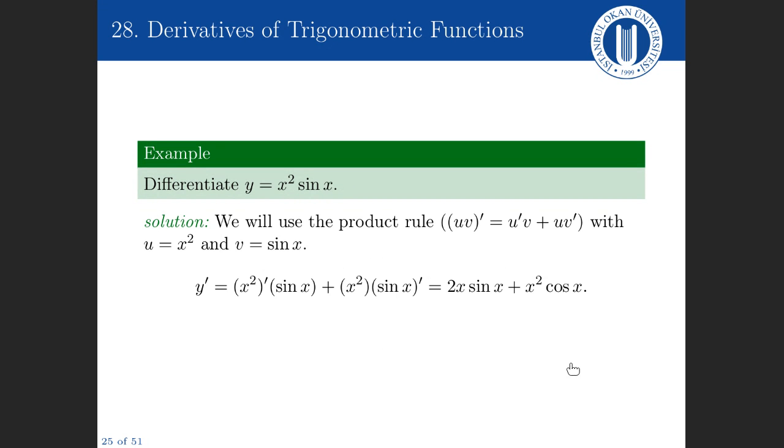Differentiate x squared sine x. This time we need to use the product rule because we have a function multiplied by a function. So we're going to be calculating the derivative of x squared multiplied by sine x plus x squared multiplied by the derivative of sine x. And we get the answer 2x sine x plus x squared cos x.